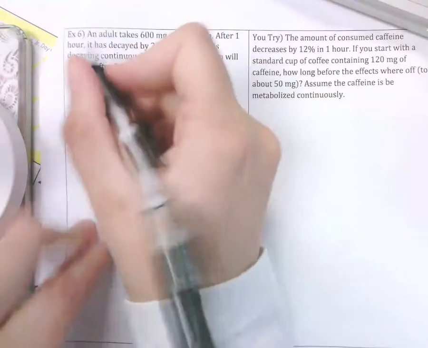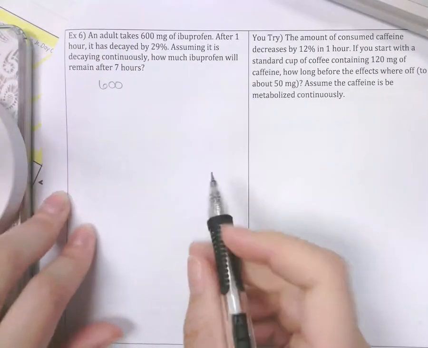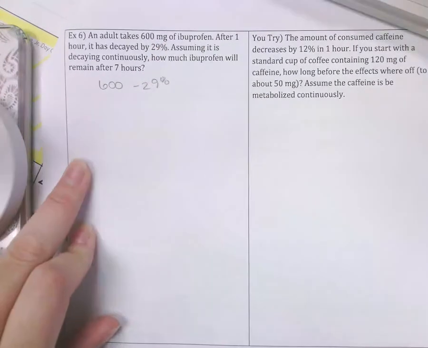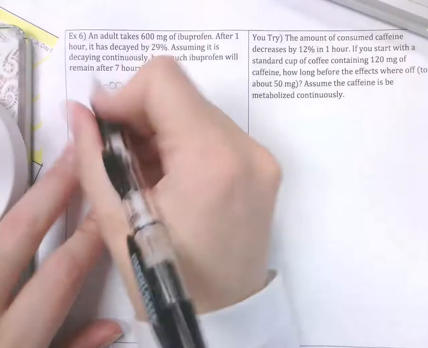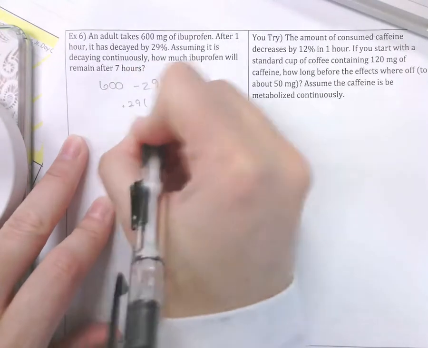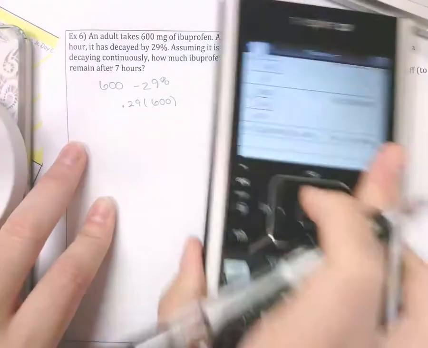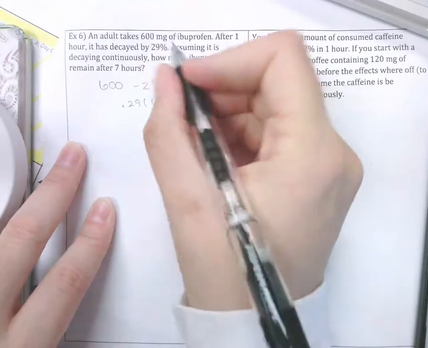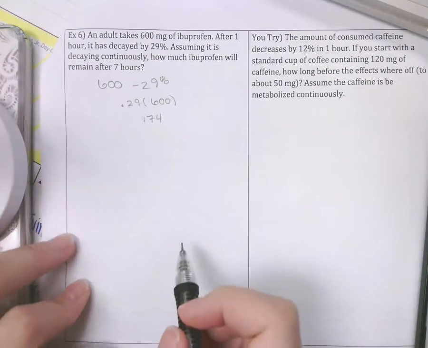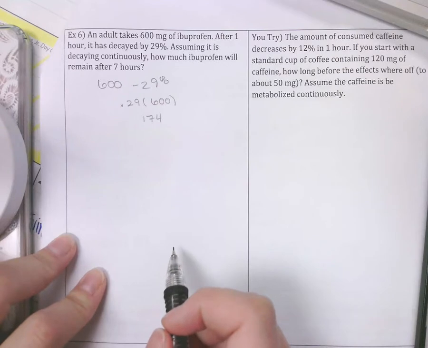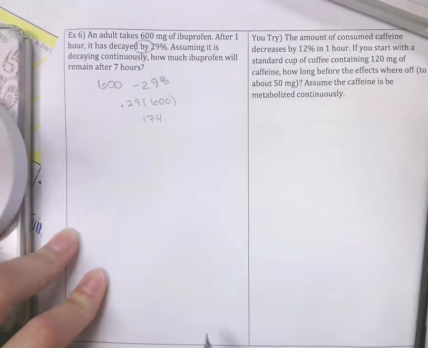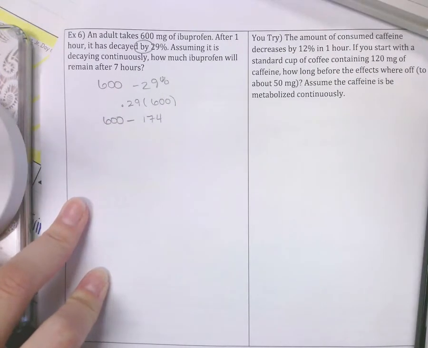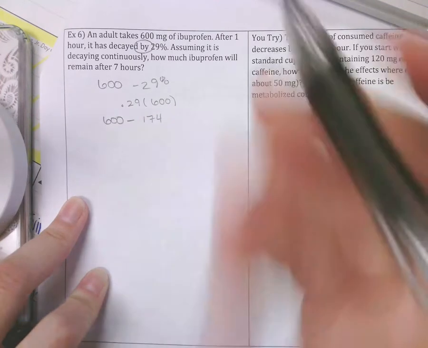Wait, so is this like the opposite of what we've been doing? Kind of. If we start with 600 milligrams, in order to decrease this by 29%, the math we have to do is we have to first take 29% of 600. Okay, so that's 174. Wait, 0.29 times 600? Yeah. 29% of 600. And then see how it says decayed by 29%? So that means we want to take that away from 600. So we're taking 29% away from the original amount.